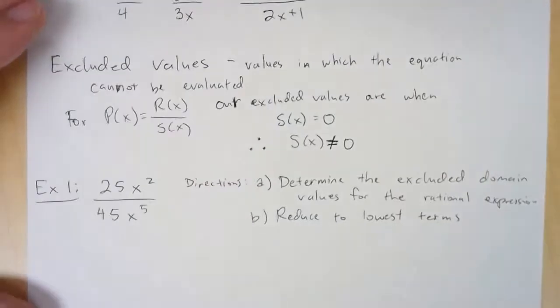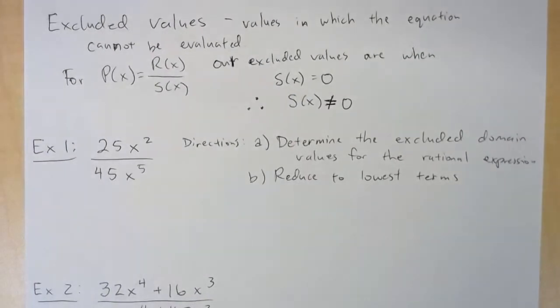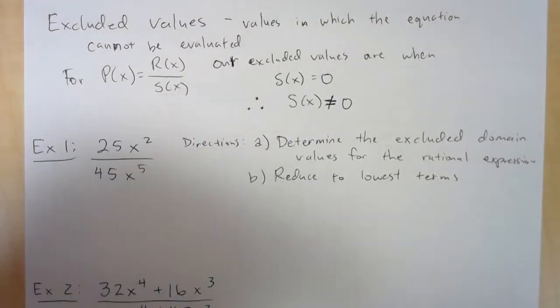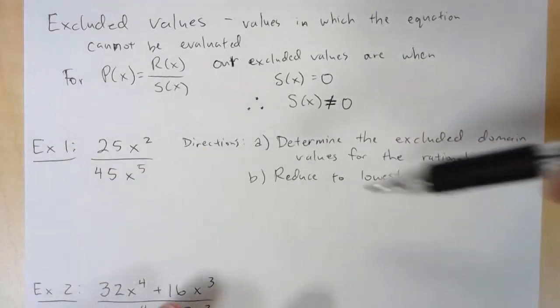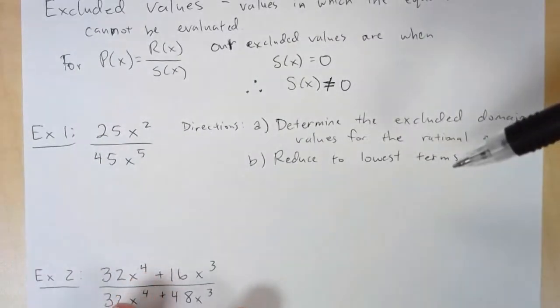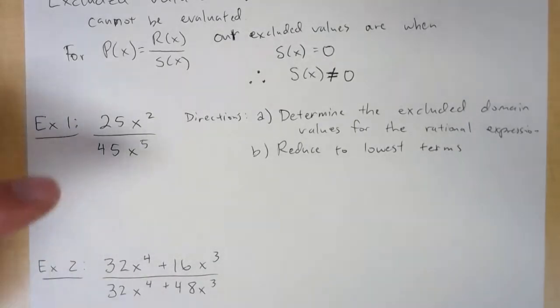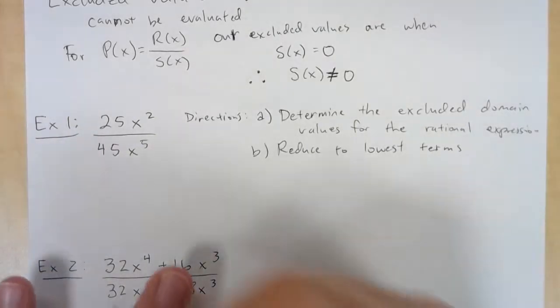So example 1, we've got directions for each of these three examples. Example 1 is 25x squared over 45x to the 5th. Part A is going to be determining the excluded values for a rational expression, which is exactly what part A is up here. And part B is going to reduce to lowest terms. So you're going to want to determine your excluded values before you simplify. It's not as big a deal here, but it will be in the future. So let's just practice taking our denominator.